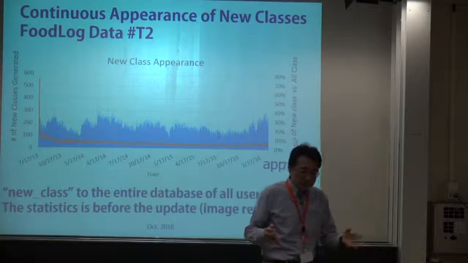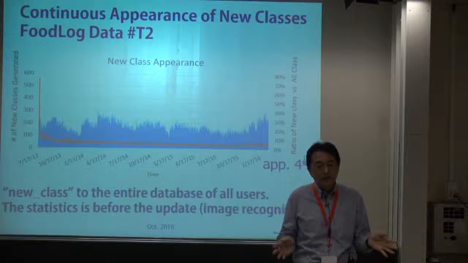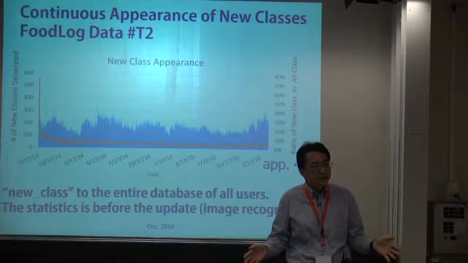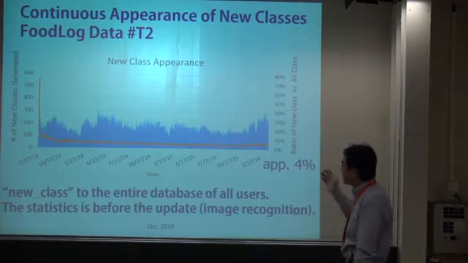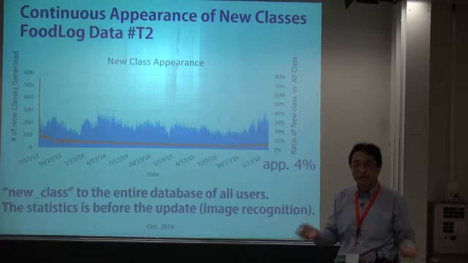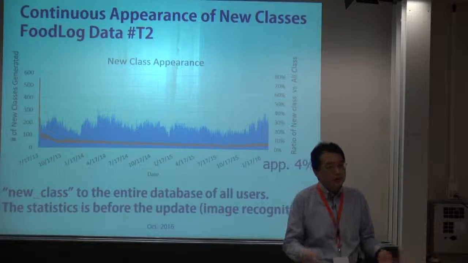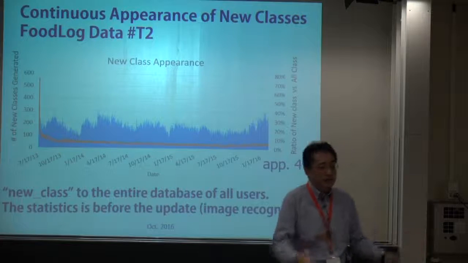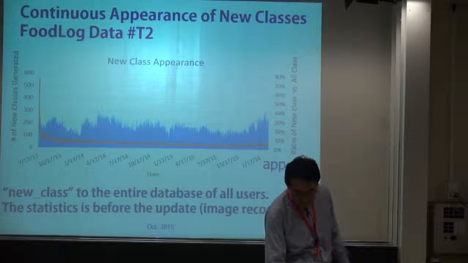Currently deep learning works if they have big data, but what happens if they do not have big data? The new classes are such bad data. New classes are continuously generated.